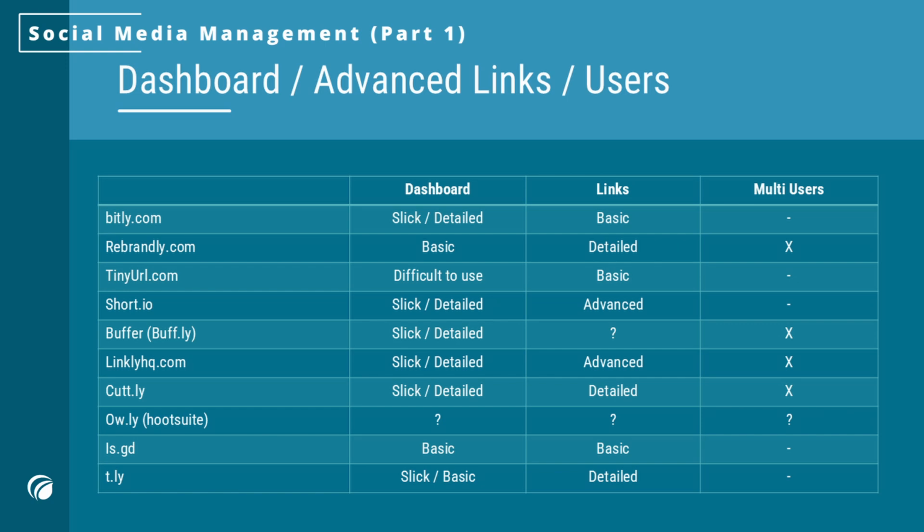Linkly HQ. The dashboard is slick and detailed, and the links have advanced settings, and there's multi-user support. Cutly. The dashboard is slick and detailed, and the URLs have detailed settings, and there is multi-user support. Owly, Hootsuite, I couldn't test the settings. Is.gd, the dashboard is basic, and so is the links, and there's no support for any user whatsoever. Tiny, the dashboard is slick, but rather basic, and there are detailed link settings, but there's no multi-user support.